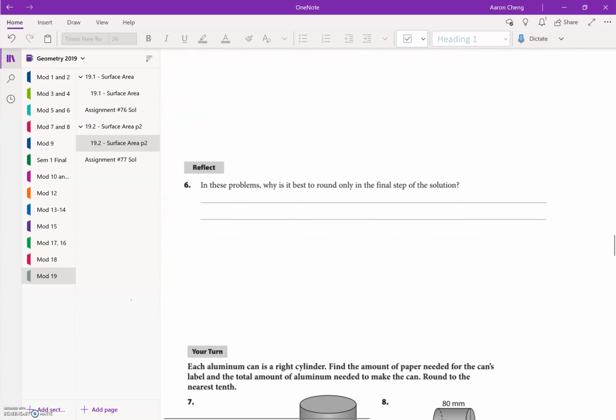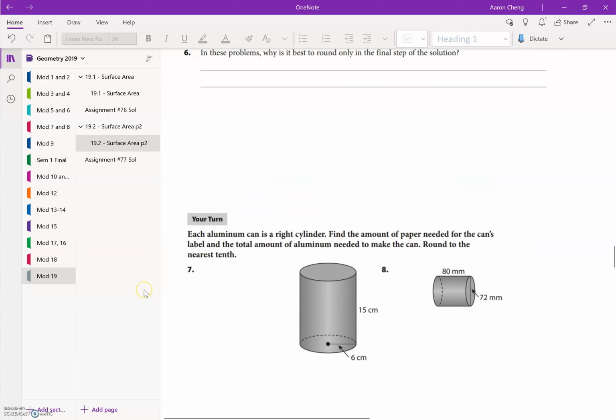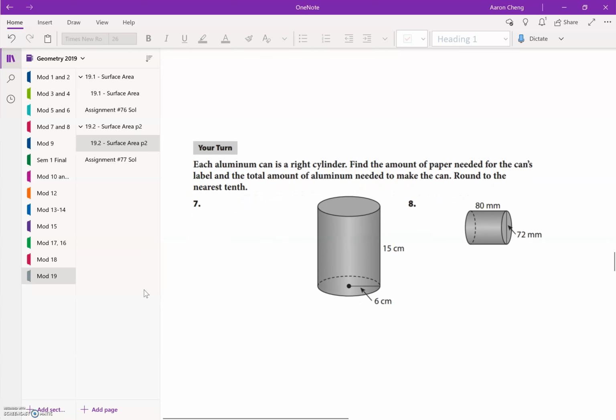In these problems, why is it best to round only in the final step of the solution like I just did? Well, it's so that you are not rounding multiple times, and the more that you round, the less accurate your answer is, so you want to definitely round at the end. Why don't you go ahead and pause it again before I do these two problems. What was it? 2 pi r times height plus 2 pi r squared.